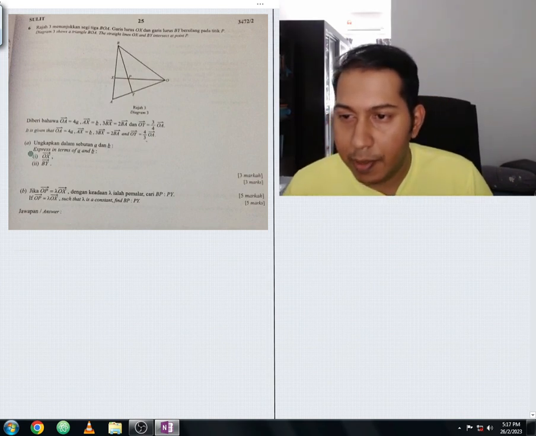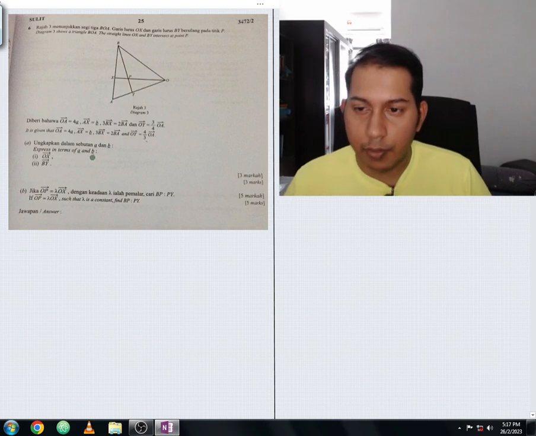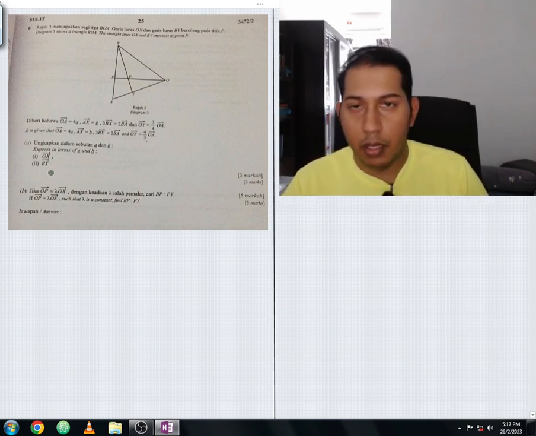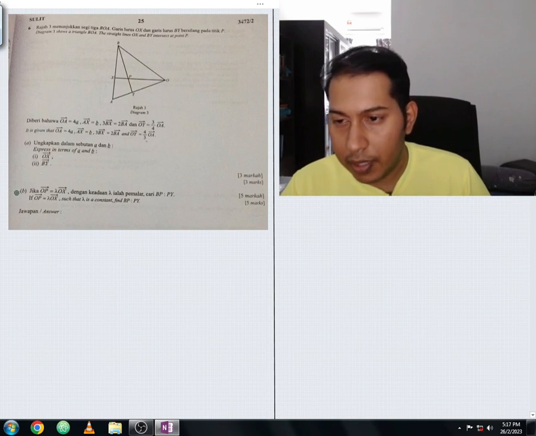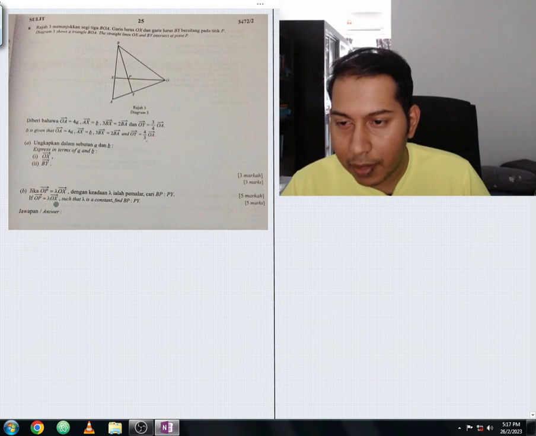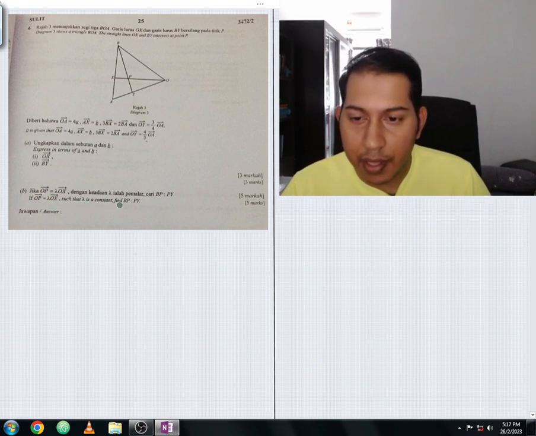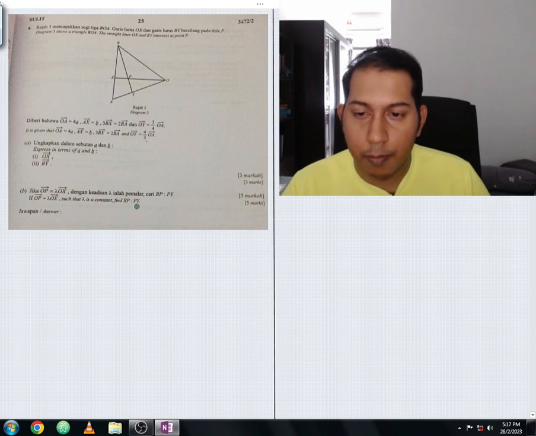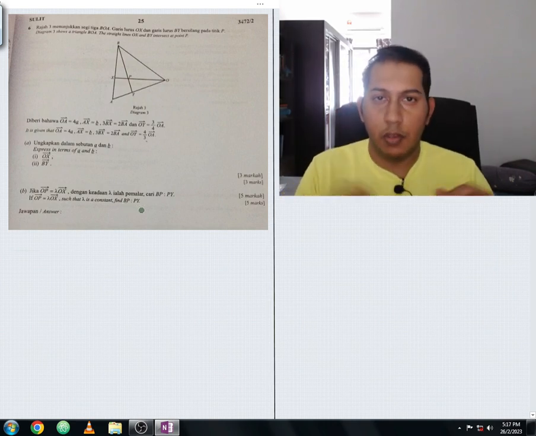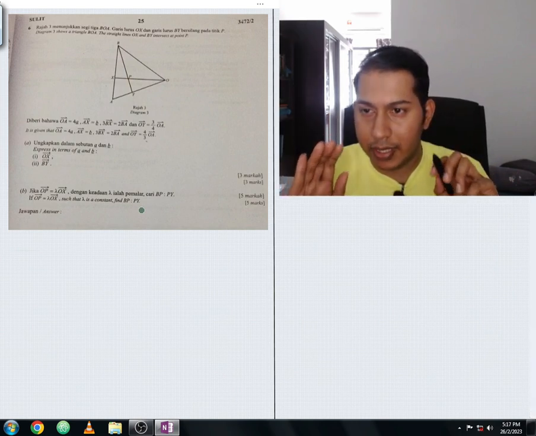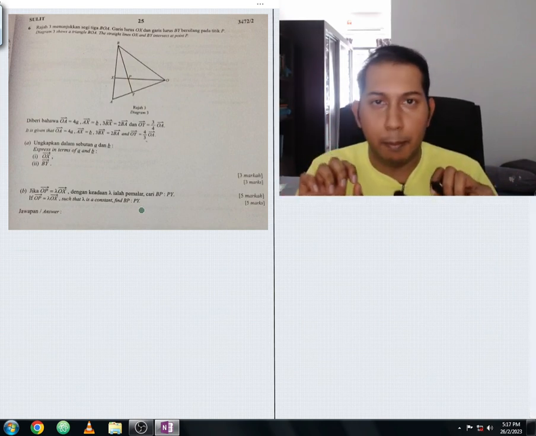Okay, so let me read for the question part A. Express in terms of component A and component B for the vector OX and vector BY. Okay, continue to read for the question part B. If vector OP is equals to lambda times with vector OX such that lambda is a constant, find the ratio of BP is to PY. Okay, so this is the oral question. So without further ado, let us begin our discussion for the question 6A part 1.